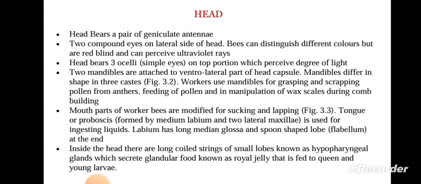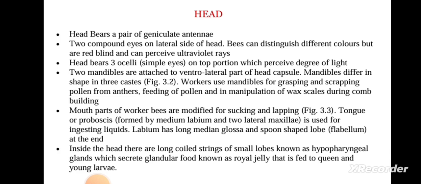Okay, so the mouth parts of worker bees are modified for sucking and lapping. Tongue or proboscis formed by medium labium and two lateral maxillae is used for ingesting liquids, means when they give sting, injecting liquid, it is helpful. Labium has a long medium glossa and spoon shaped lobe that is called as flabellum at the end. Inside the head there are long coiled strings of small lobes known as hypopharyngeal glands which secrete granular food known as royal jelly that is fed to queen and young larvae.